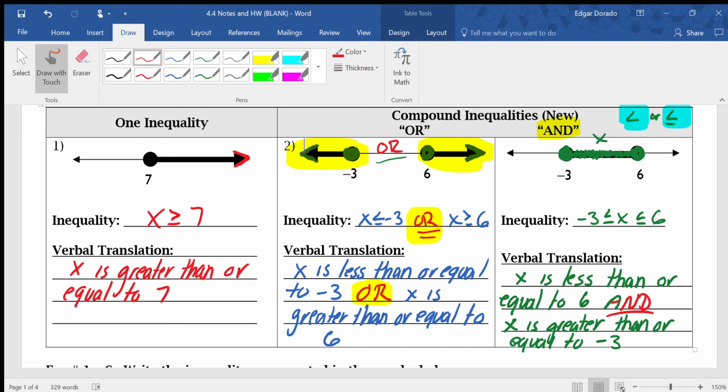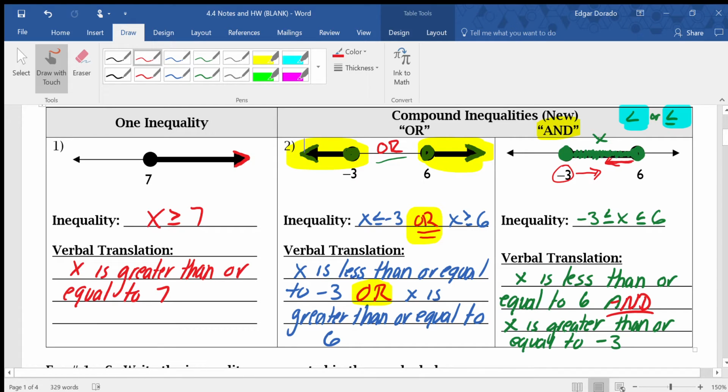So let's look at that first part of my statement, of my verbal translation. It says x is less than or equal to 6. Well, look at my shading region. I'm shading to the left of 6. So to the left means less than, right? So x is less than or equal to 6, which is true. But now notice on my -3, I'm going to shade to the right, and right means greater than. So the whole statement reads x is less than or equal to 6, again because I'm shading to the left. But now x is greater than or equal to -3.